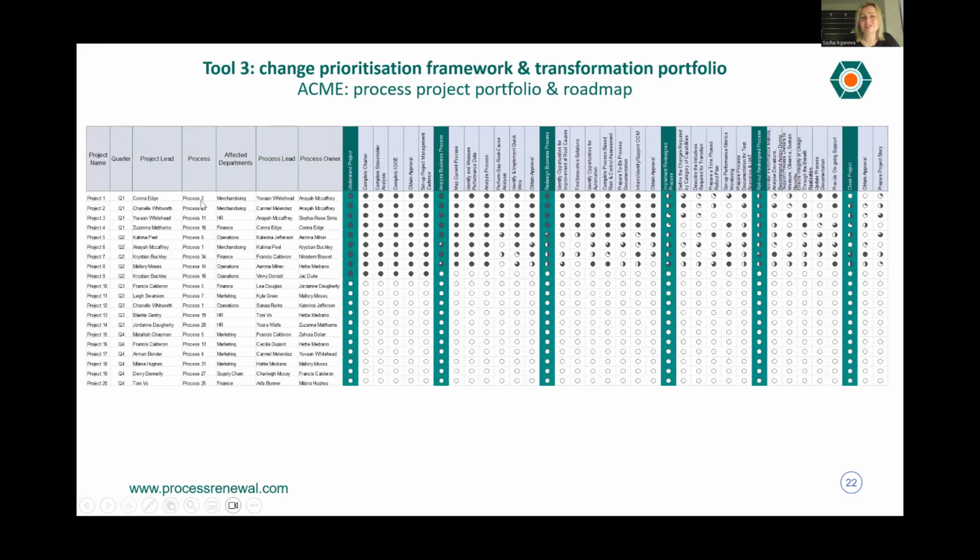I have the process. So going back to the process number, you can put in the process name in here if it is easier. I have the department that is affected, again, not to bombard the same department with change over and over again, or to overlap. So you want to take a look at that. I have a process lead assigned to that and a process owner as well.